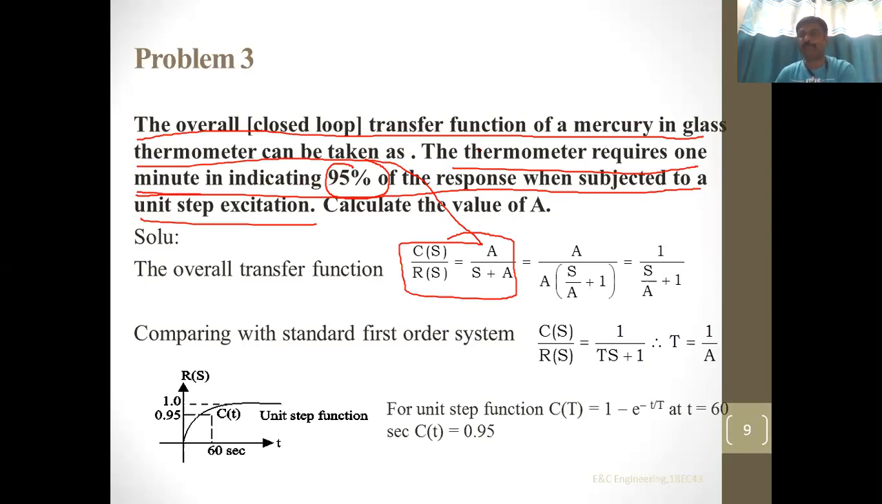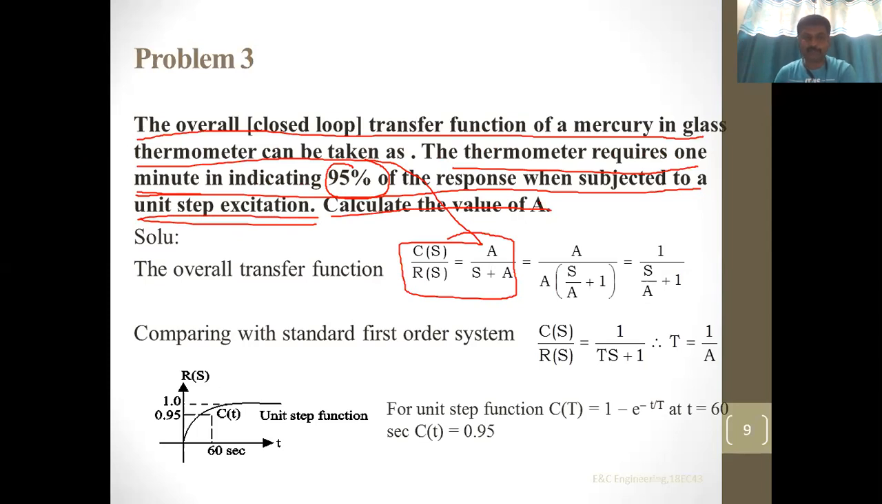At 60 seconds. Requires 1 minute in indicating 95% of the response when subjected to a unit step excitation. Calculate the value of A. Here the C of t value is given, and the t value, at what time, is also given. Here I have to determine the constant A.